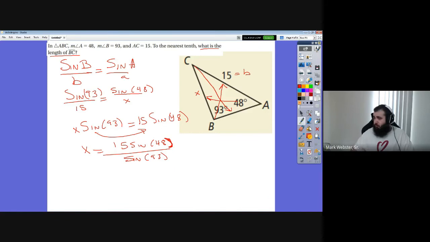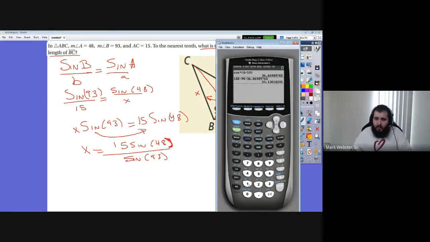So watch carefully what I do. Now that I've got my answer in calculator-ready form, 15 times the sine of 48, close parentheses. And again, if you don't close that parentheses, then your calculator is going to think that everything you type after that is still on the inside of that sine, and it's going to calculate it like that. Divided by the sine of 93.